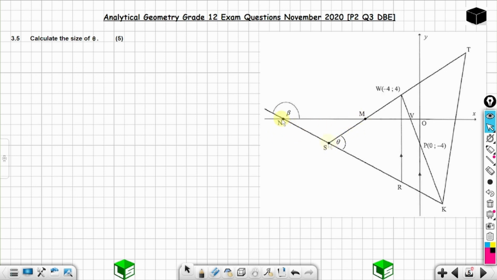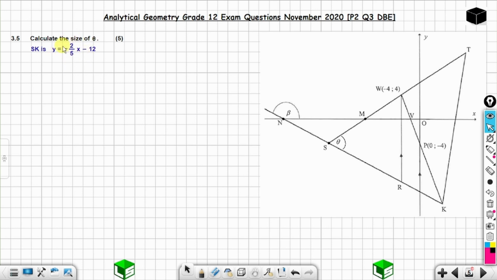Okay, now to find this angle, we are going to use the line SK. The equation of the line SK is given. You can see from the previous question, SK is equal to this.